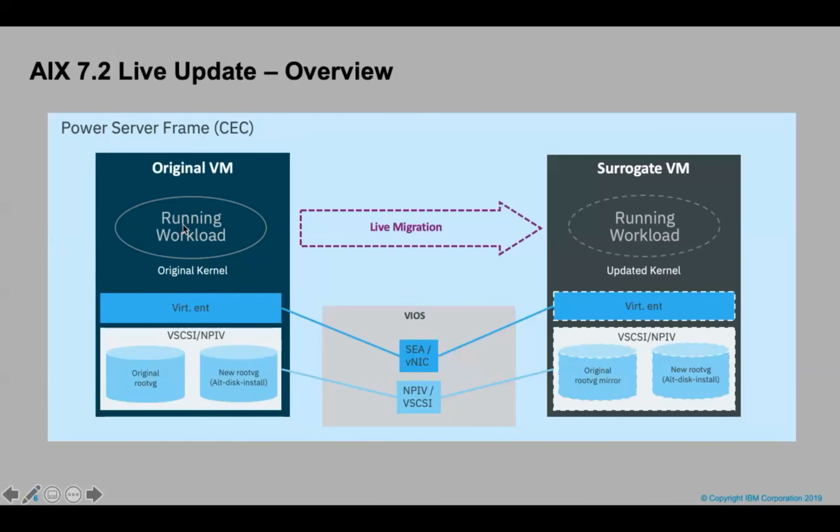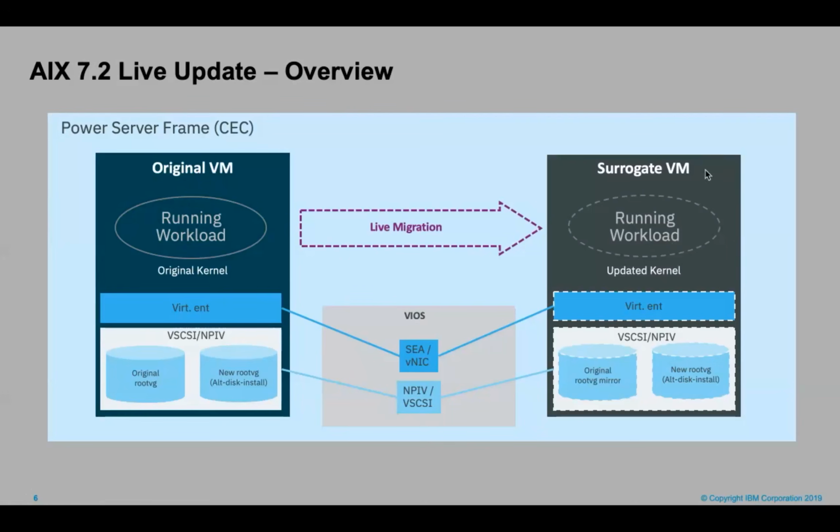With Live Update, we basically can avoid doing that. What we do is we provision what we call a surrogate VM. That surrogate VM is basically an identical copy of the original. And what we do is, after we've created the surrogate VM, we live migrate your workload from one VM to the other. And very cleverly, underneath that, we also update the kernel. So once your workload has been migrated from one VM to the other, you're already running on the newer version, which could be a new TL, a new service pack, or an iFix.